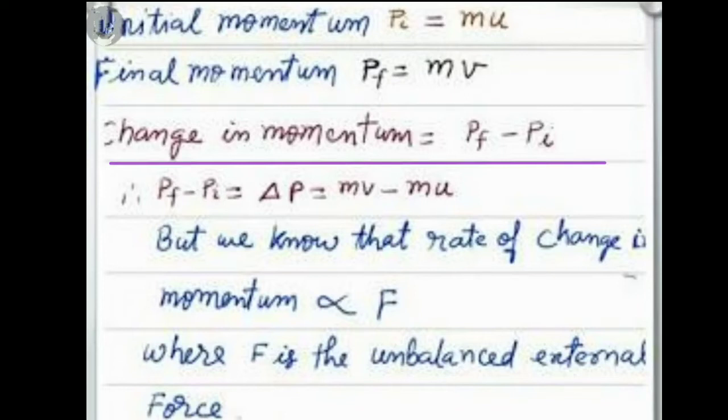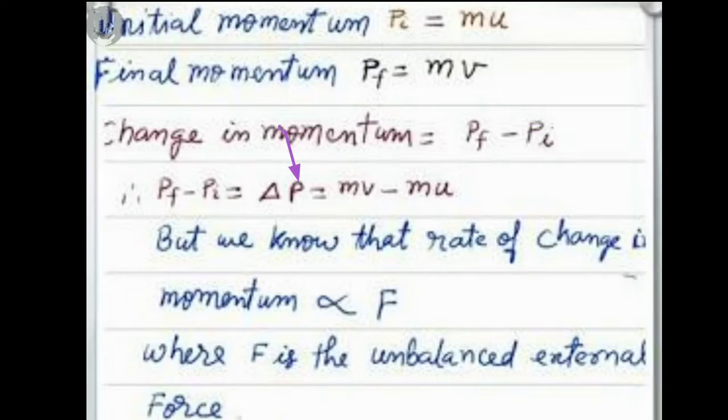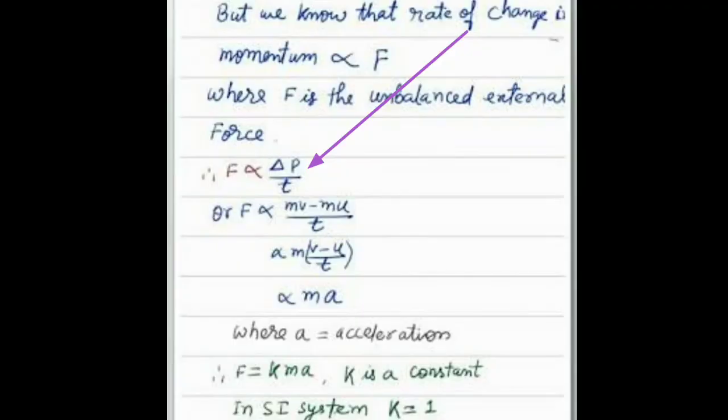So students, change in momentum is equal to final momentum minus initial momentum. So change in momentum is equal to pf minus pi. Change in momentum is denoted by delta p. Now we will put the value of pf and pi. According to Newton's second law of motion, rate of change of momentum is directly proportional to external force. Students, rate of change of momentum is delta p upon t. So F is directly proportional to delta p upon t. This is according to Newton's second law of motion.